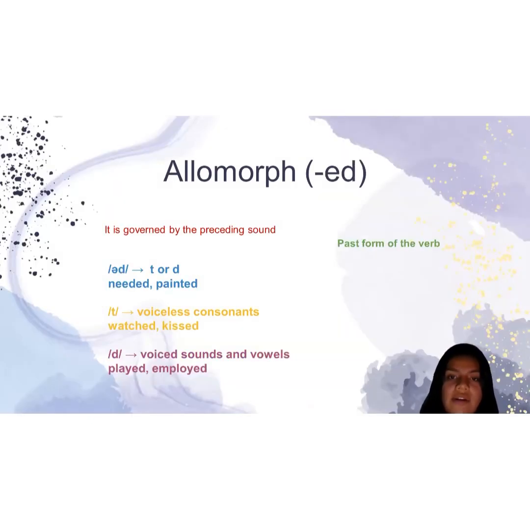The pronunciation of the past tense ending ed is governed by the preceding sound. It is pronounced id following t or d, for example, needed, hinted. It is pronounced t following voiceless consonants, for example, watched or kissed. And it is pronounced d following voiced sounds and vowels, for example, played, employed.